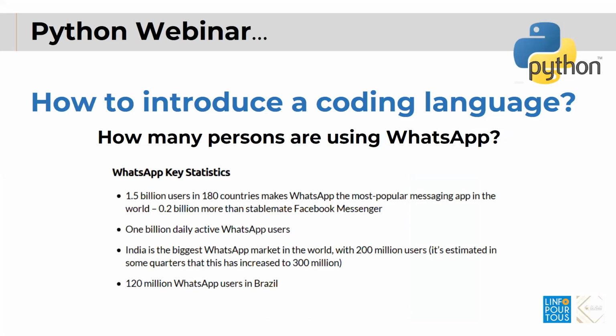You will ask them, how many persons are using WhatsApp? And I took this screen capture from the internet. You have 1.5 billion users in 180 countries, 1 billion daily active WhatsApp users. So there are a lot of statistics regarding any of the applications like Facebook, WhatsApp, Instagram, all the applications. There are statistics that you can ask your students to just take a look at.